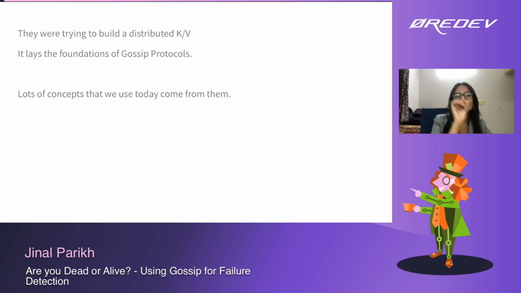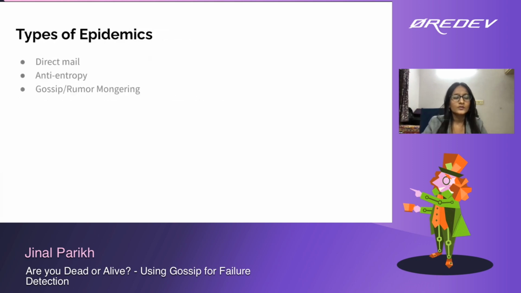Each update that comes was injected at a single site, and then propagated to all sites, or later substituted by a later update. So replicas become consistent after no more new updates. That is what is happening here. In this paper, three types of epidemics are discussed: direct mail, anti-entropy, and gossip, or rumor mongering, whatever it is called. We'll discuss each one of them.